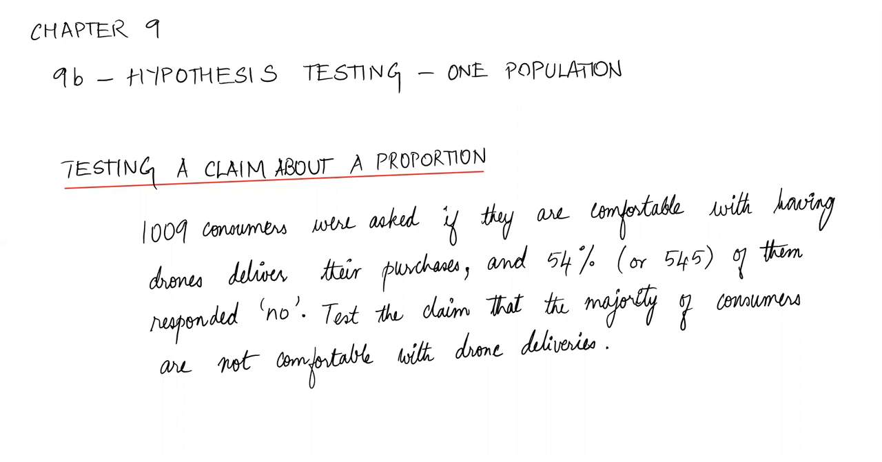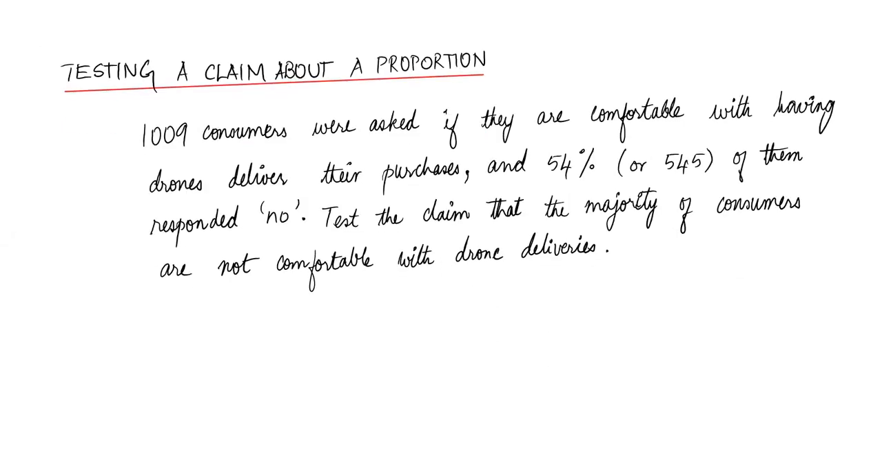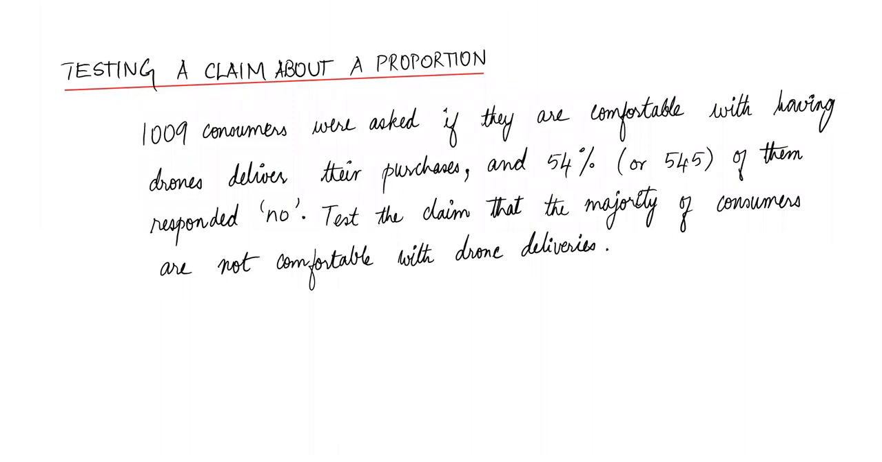In the previous section, or lecture, we were able to understand the basics of hypothesis testing. So now we are ready to go ahead and do a complete test. I want to start with the example we did last time, and do a thorough step-by-step process of the testing, testing a claim about a proportion. 1,009 consumers were asked if they are comfortable with having drones deliver their purchases, and 54% or 545 of them responded no. Test the claim that the majority of consumers are not comfortable with drone deliveries.